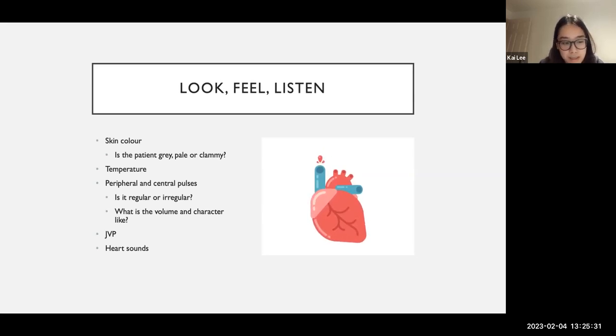We can also assess for the temperature of the skin and also if the pulses are regular, what's the volume and what's the character. Having a look at their JVP is also a very good indicator of whether the patient is currently fluid overloaded or fluid depleted. And listening to the heart sounds would give you an additional indicator in terms of whether the patient has any valvular diseases that you may need to consider in your differentials.